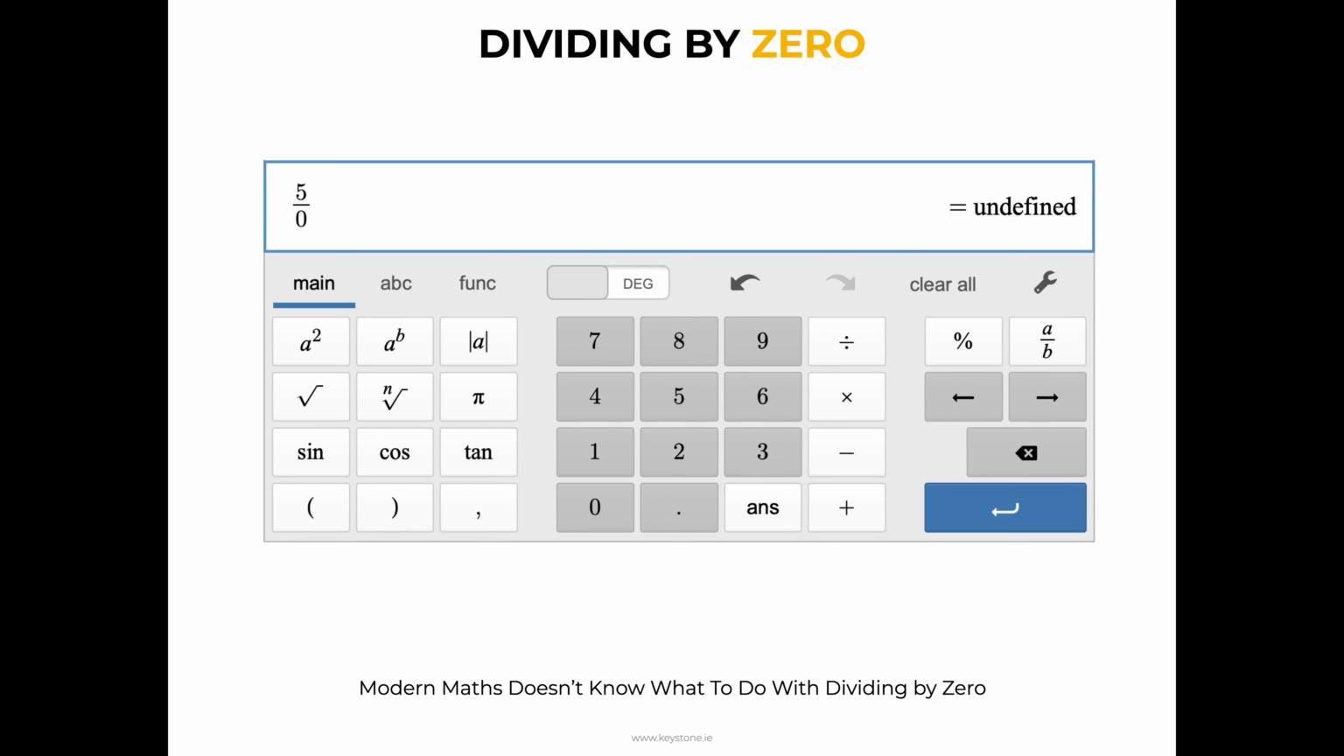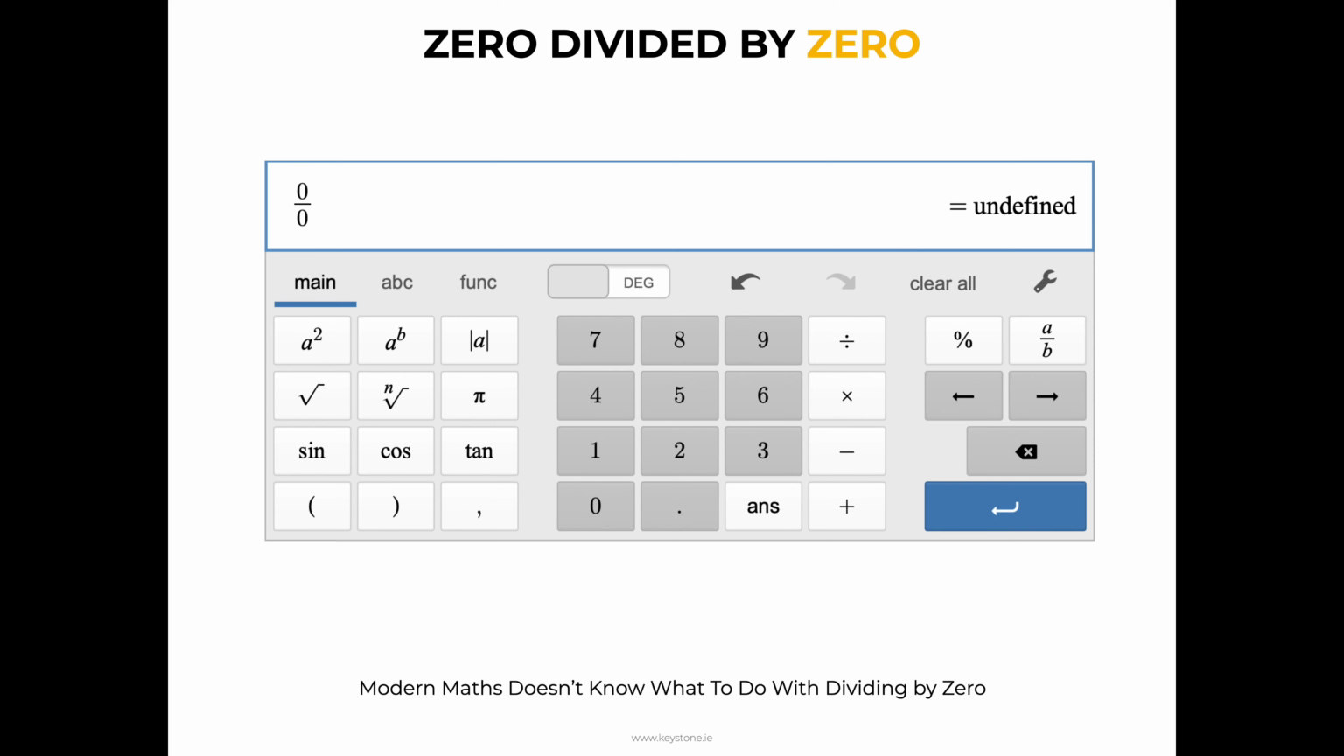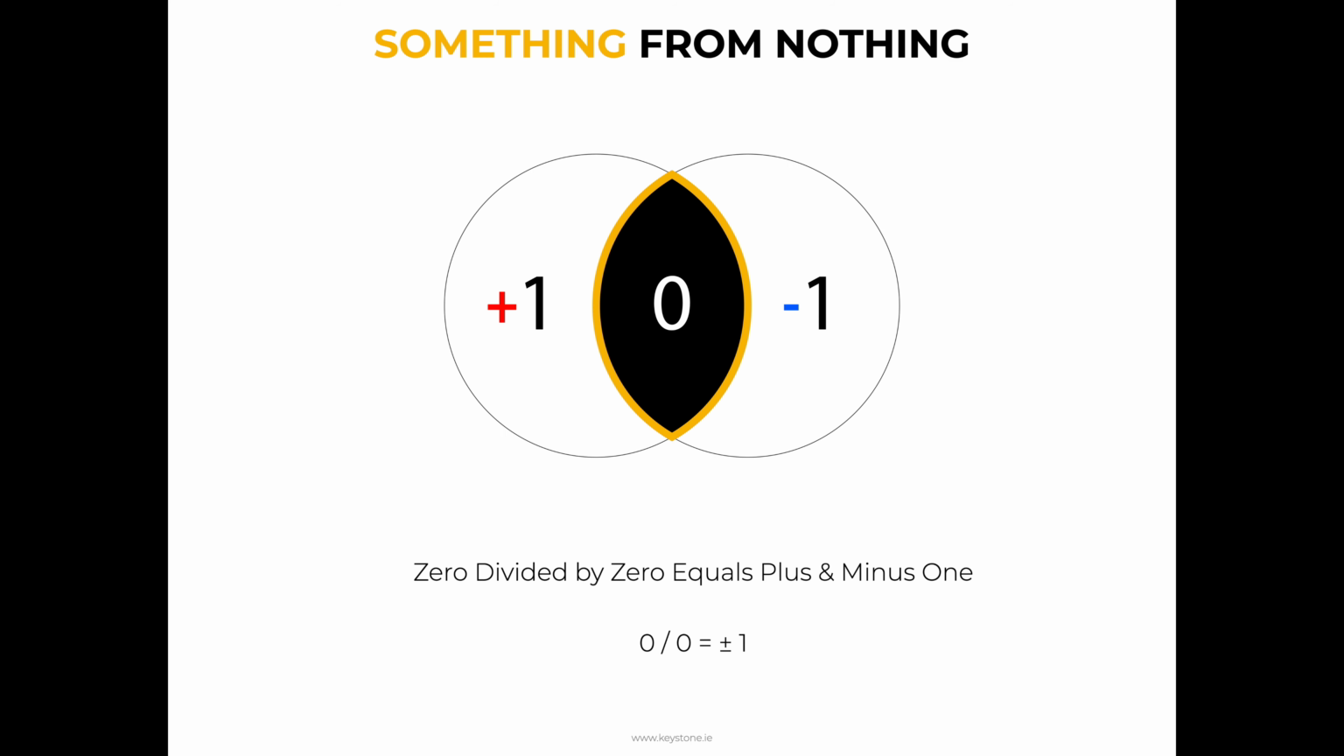0 is the equal opposite of infinity. Now, mathematics doesn't know what to actually do with 0. If you divide 5 by 0, for example, the calculator says it's undefined. In other words, we don't know. But what if we divide 0 by 0? Well, it's also undefined. So let me propose a theory.